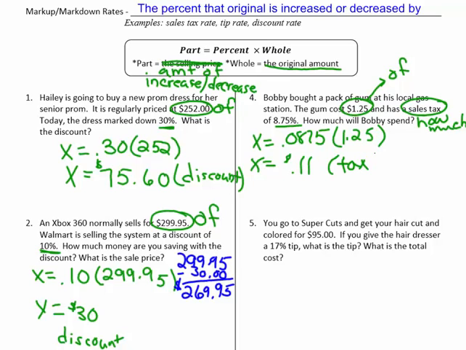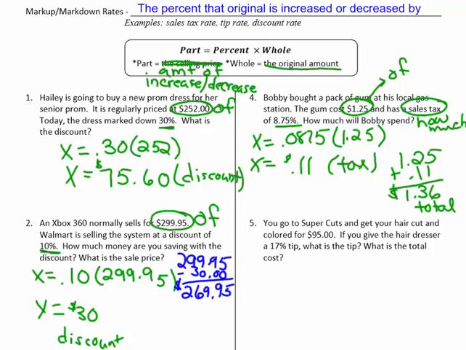That's your tax. That's not how much the gum is costing you. To get your sale price, now we have to add the tax. Taxes get added. So we're going to have our $1.25 plus our 11 cents. So the gum is costing us $1.36. That's your total.